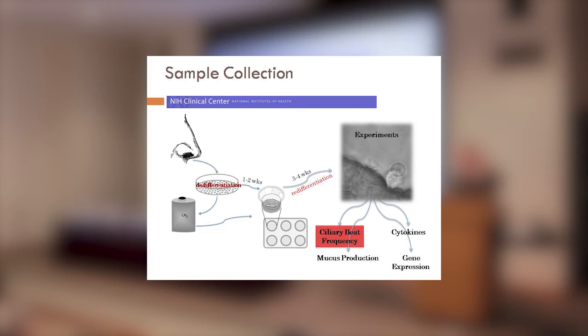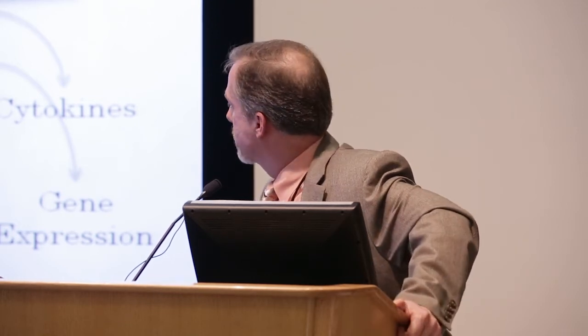So there are a number of things we can focus on when we have these cells. We can look at things like cytokine production, these reactive chemicals released when irritated in the body. We can look at expression of genes. We can look at mucus production, which might affect the ability to clear things out of the lung. And we can look at things like ciliary beat frequency to try to understand this better.